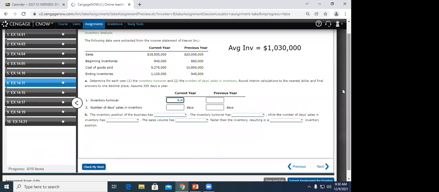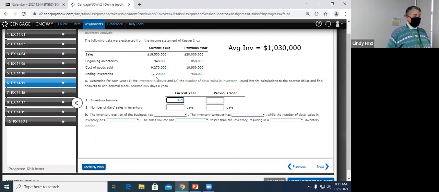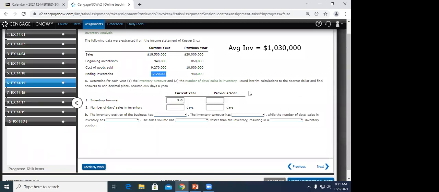Sorry, my daughter was talking to me and I missed how you got that average inventory number. Sure, no problem, Jamie. So the average inventory is the beginning inventory plus the ending inventory. Addition is commutative, so it doesn't matter in which order you add those. But add those two together, get a total, and then divide by 2. Okay, thank you.